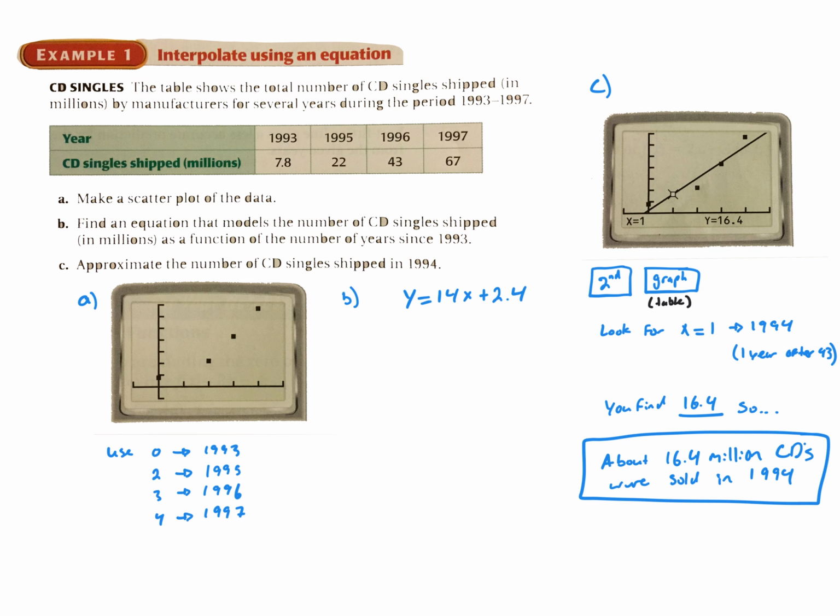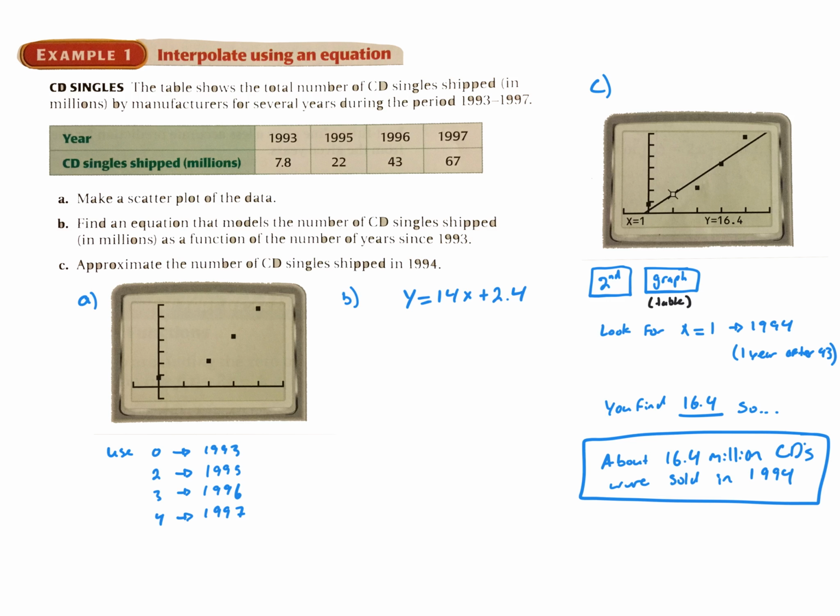For part B, we're going to do a linear regression, and we get this equation here, y equals 1.4x plus 7.2. And then for part C, we're going to graph this: go into your y equals, enter this, and then you'll get this graph over here that we're showing in part C.